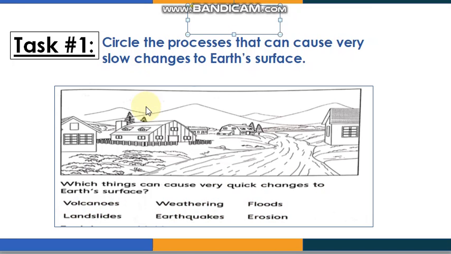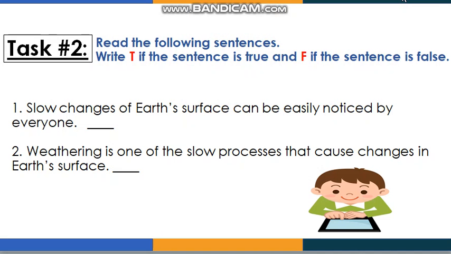Okay, circle the process that can cause very slow changes to Earth's surface. So what are the slow changes? Weathering. Excellent. And erosion. Well done. We call them slow changes, everyone, because they take a long time to happen. And here we go. This is the last thing that we're going to do today. Read the following sentences. Write T if the sentence is true and F if the sentence is false. True means correct and false means wrong.